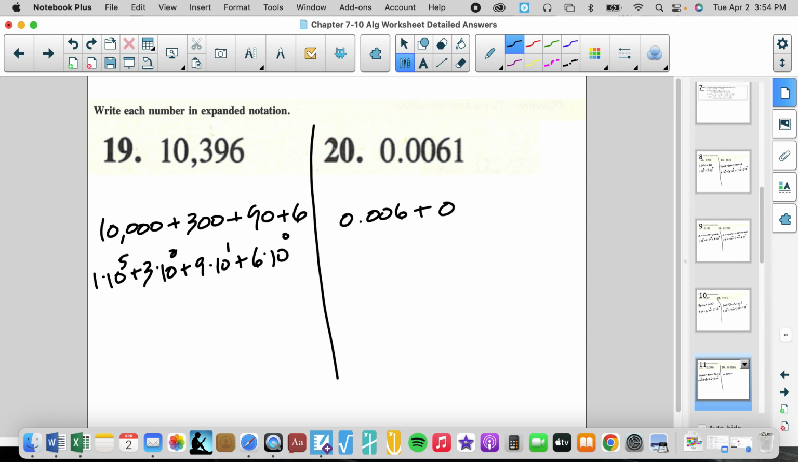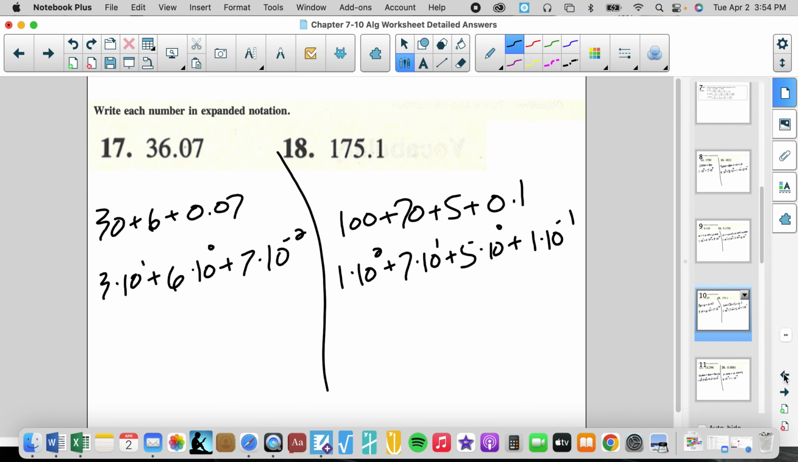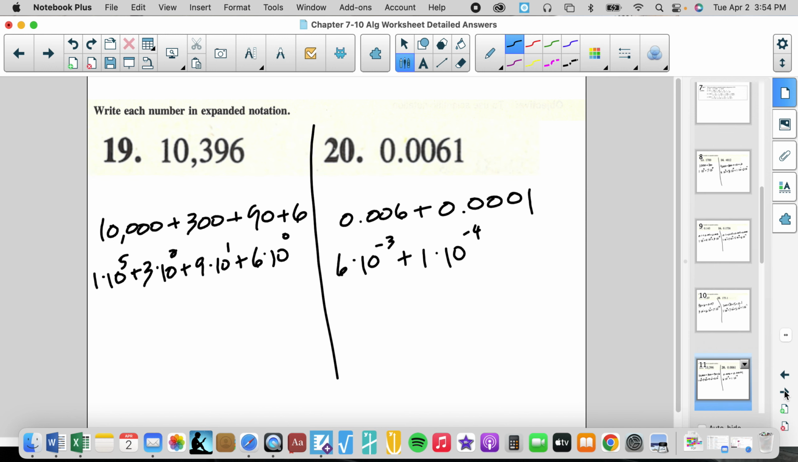0.006 plus 0.0001, that is going to be 6 times 10 to the negative 3 plus 1 times 10 to the negative 4. I think that, did we go to the 100th place? Oh, no, that might be 10th, 100th, negative 2. Oh, that's the 1000th place, so that's correct.